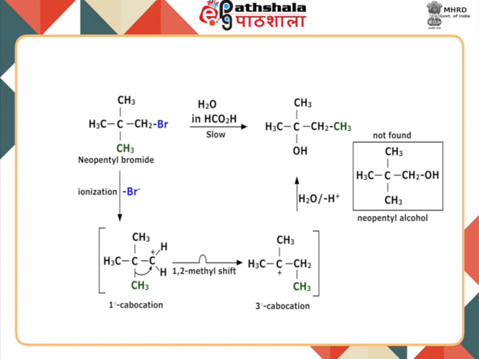So, how is this taking place? The first step is the ionization, where the Br will be removed and a carbocation formed, and because it is a primary carbocation being formed, it will be quite a slow process.